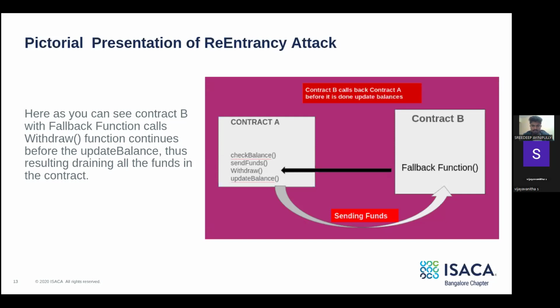The fallback function is a function which gets called a number of times. Firstly, he checks the balance, he sends some money, then he withdraws it. Before the contract gets to update the balance, he is continuously making the fallback function call the withdraw function every time. So within a few hours, he was able to drain the entire tokens in the contract. That is what happened on the DAO side, the decentralized autonomous organization.